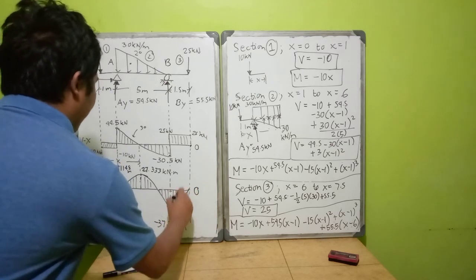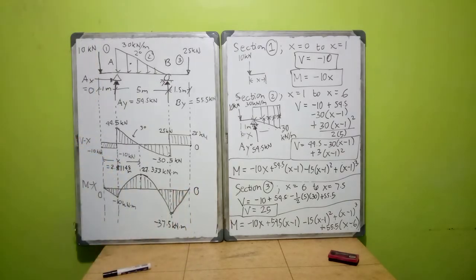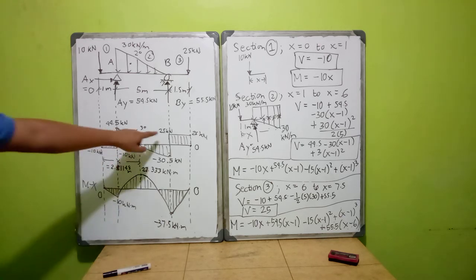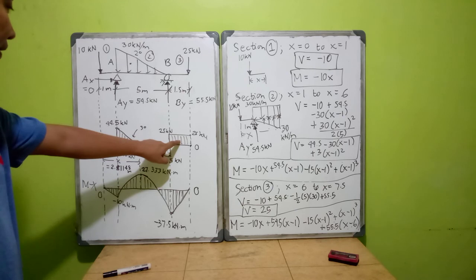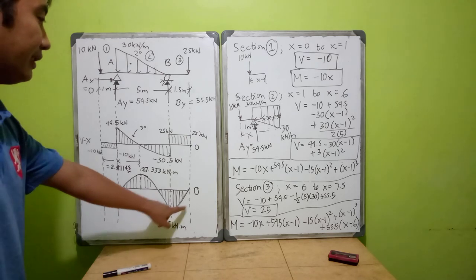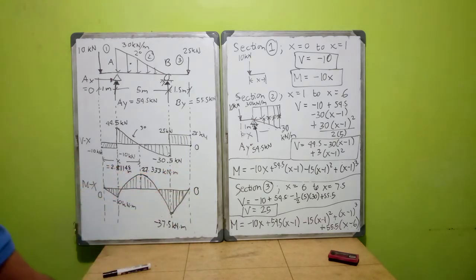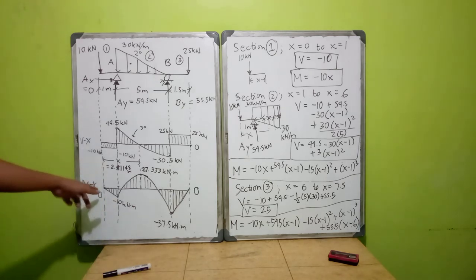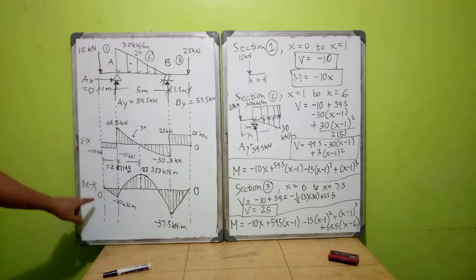So therefore, since we got the values correctly, you can actually check. This is a 25 kilonewton positive force times the area, 25 times 1.5 is negative 37.5, so it will end up at 0. Therefore this is now the solution. This is your shear equation, and this is your moment equation.